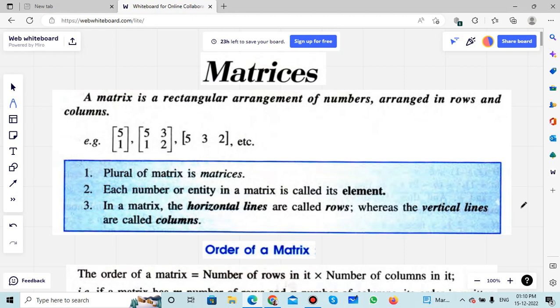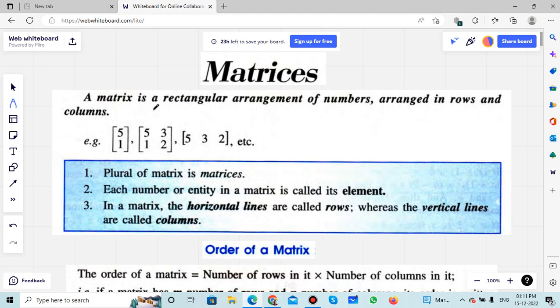Okay, this chapter is matrices. We will be talking about what is a matrix, and what are matrices, how do we add, how do we subtract, multiply, divide, and so on and so forth. So let's first of all understand what is a matrix.